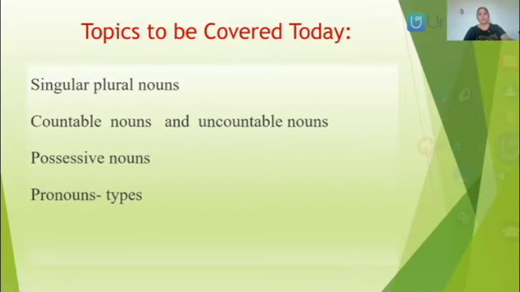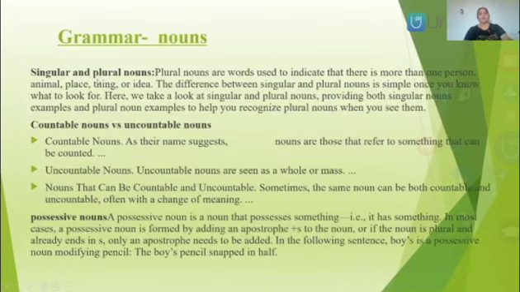Possessive nouns. Possessive nouns in the sense you are the owner of that particular thing. For example, this is my house. It is his work. So these are possessive nouns. All right. So you can see a slide here which shows what is a singular and plural noun and some examples.